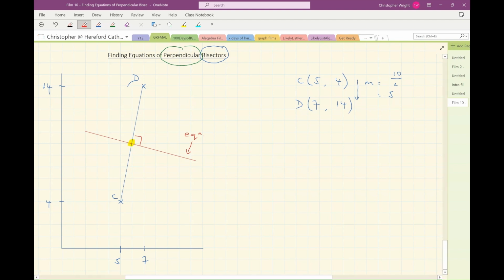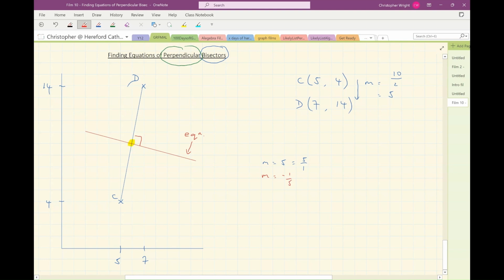Well, the answer is of course I do, because the gradient of the red line is the negative reciprocal because they're perpendicular. So if the gradient of the blue line is 5, which is the same, of course, as 5 over 1, then the gradient of the red line is the negative reciprocal of that, so it's going to be minus a fifth. There you go, I know the gradient of the red line.